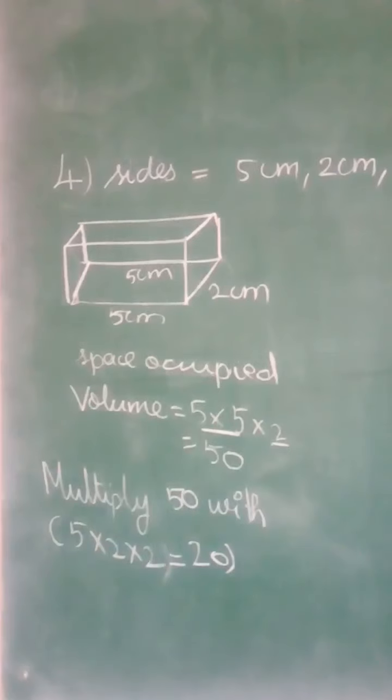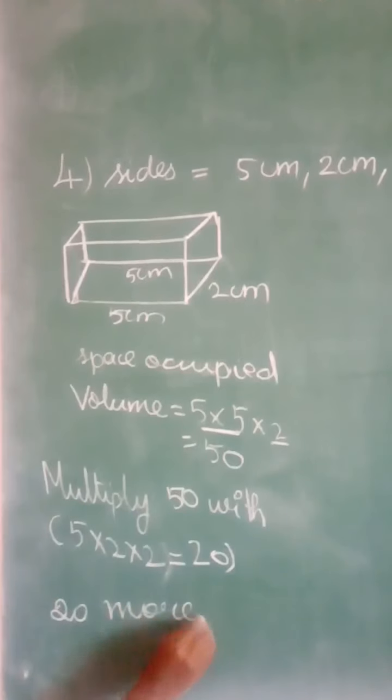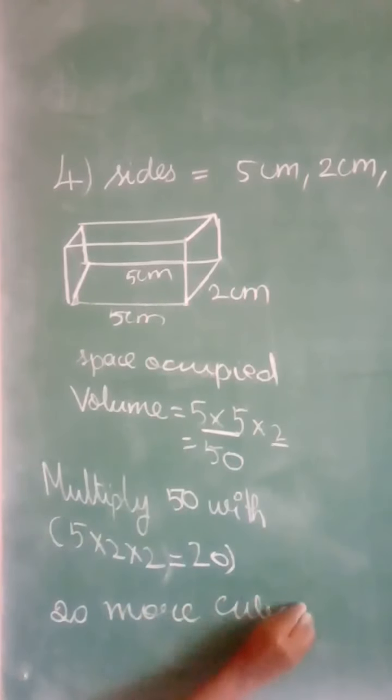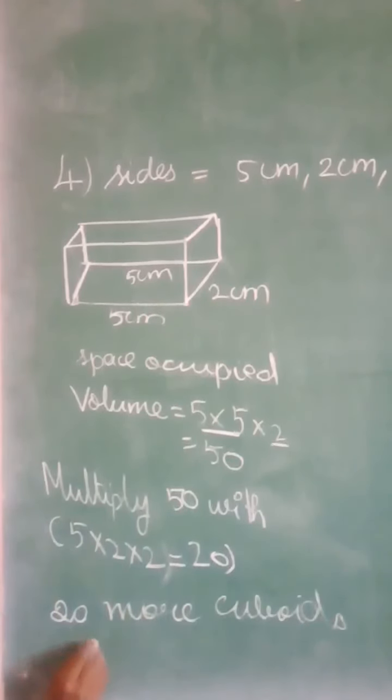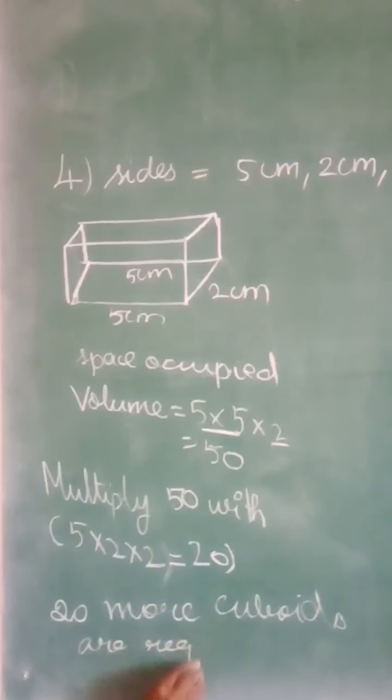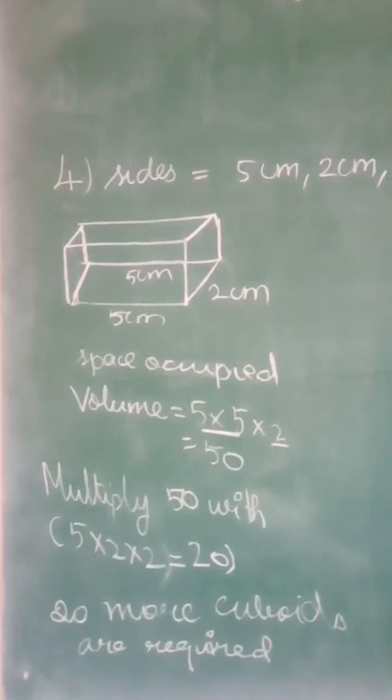Okay. So you will write 20 more cuboids are required. Okay. Is it clear? So if you have 20 more cuboids in this way, then you can make a cube.